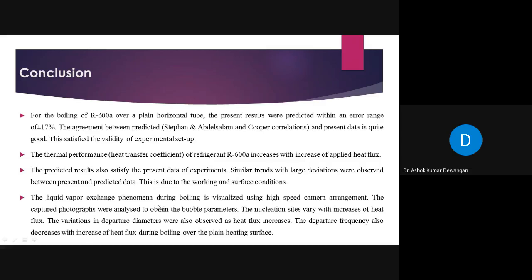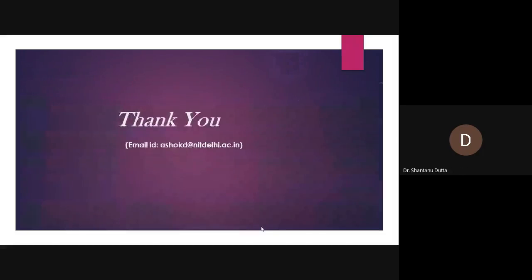Here the liquid-vapor exchange phenomena during boiling are also visualized using the high-speed camera arrangement, and whatever photos are captured during the whole boiling process can be analyzed. According to this analysis, we can say that the nucleation site density varies with the increase of heat flux, the departure diameter also varies as we increase the heat flux, and the departure frequency decreases with increasing heat flux during boiling over plain heating surfaces. Thank you very much.